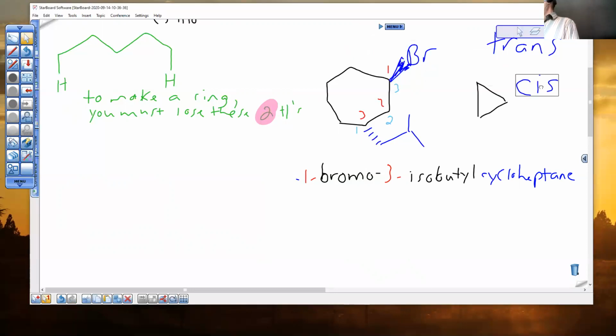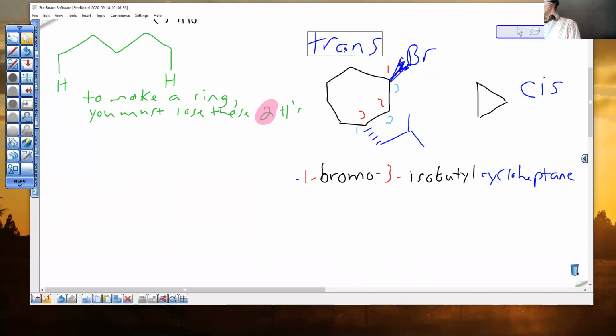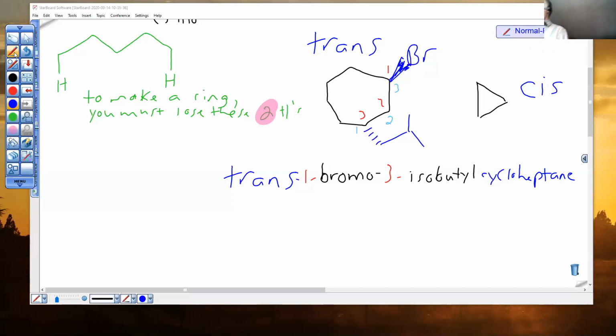Hello? We'll do trans first, then cis. Try to shrink it a little. No, trans big is fine. All right, and one is sticking out of the page on the opposite side of the ring as the dash, which is behind the page. Cis, you can have wedge, wedge, or dash, dash. Wedge, wedge, meaning they're both sticking out of the page.